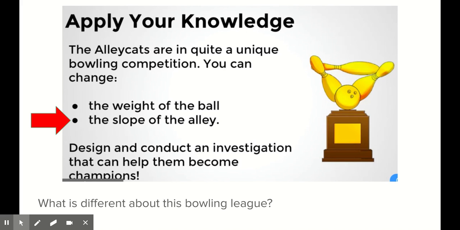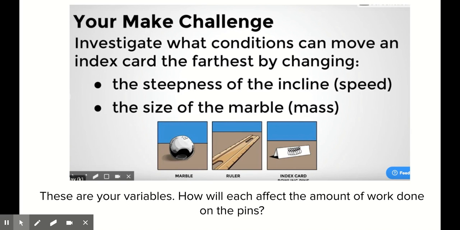In other words, how can they apply the most energy to the pins? Okay, and we want work to be done on the pins. We want the most potential energy, the most kinetic energy. So this is a different kind of bowling league. You can change the weight of the ball and the slope of the alley.